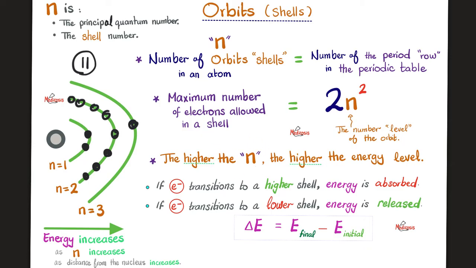So the higher the n, the higher the energy level, which means that if an electron transitions to a higher shell, let's say from the first shell to the second shell, energy is being absorbed in order to push the electron to a higher level. Conversely, if the electron is descending from a higher shell into a lower shell, it is releasing energy. And this difference in energy can be calculated. It's the energy in the final state minus the energy in the initial state.